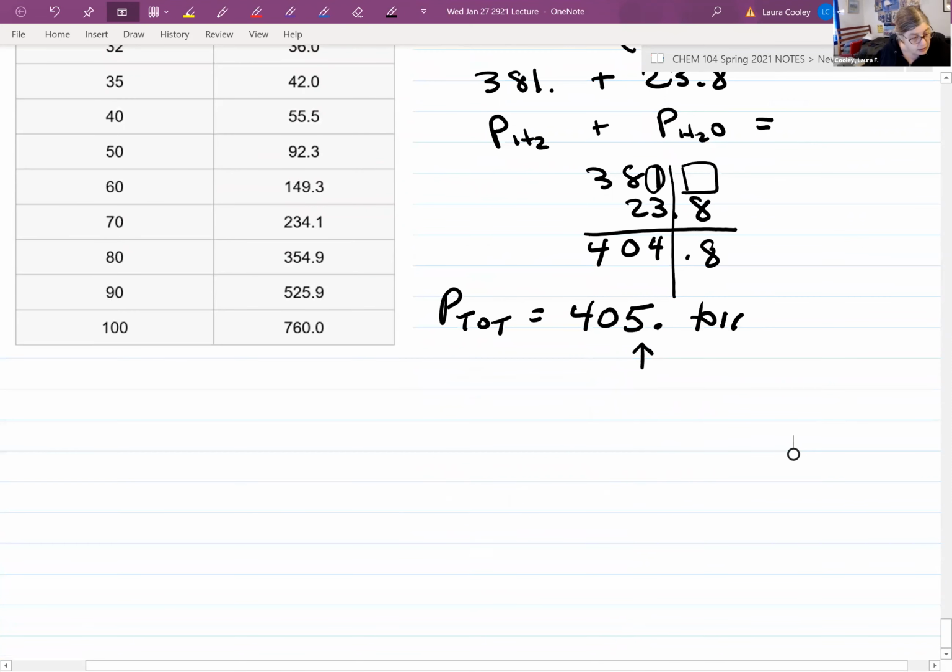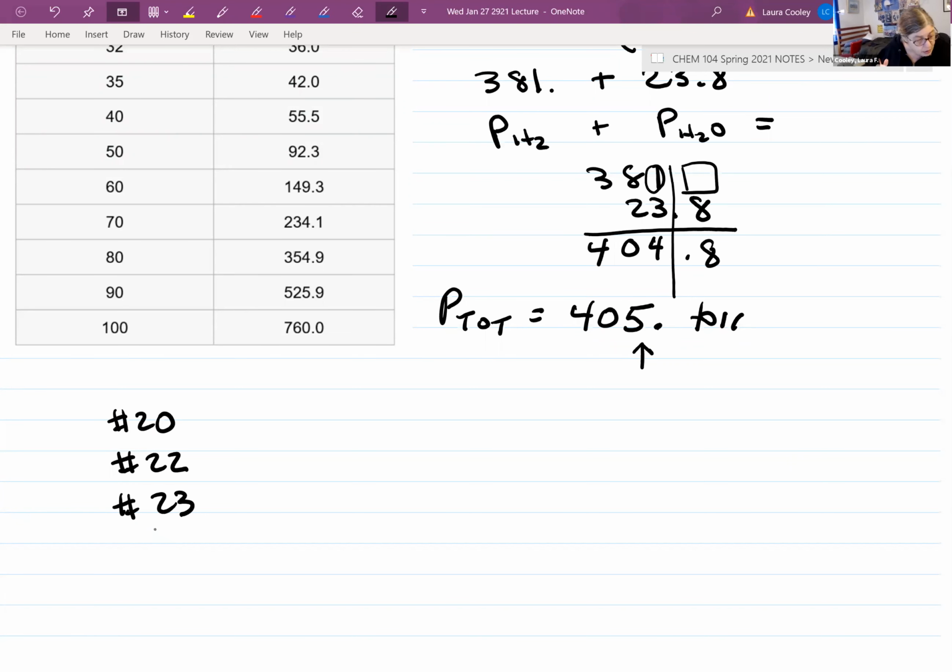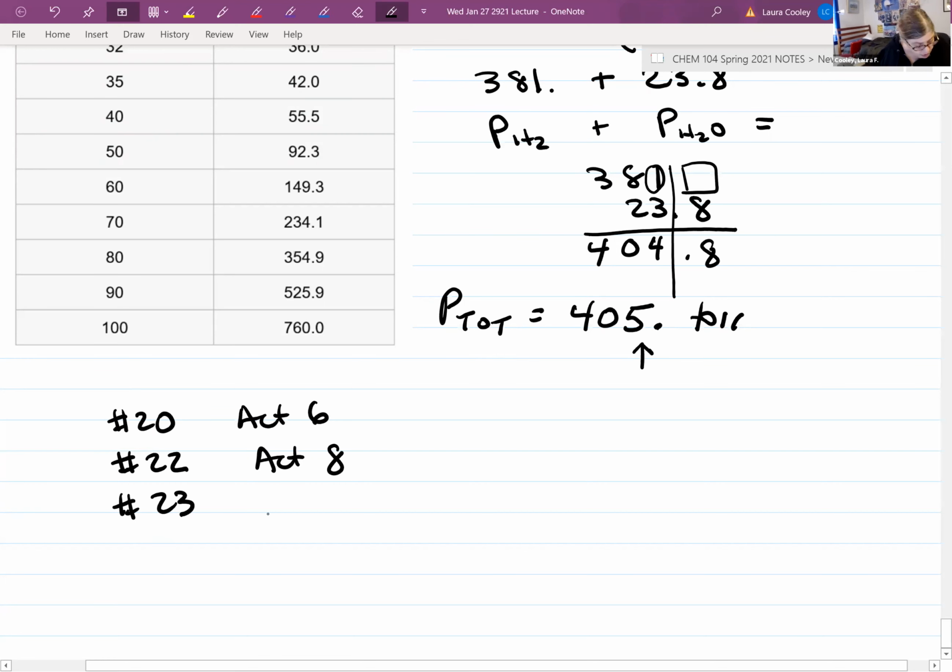And let's see. So there's problem number 20, problem number 22, and problem number 23, which are on different activity sheets, but they're all numbered in sequence. Problem 20 is on activity 6. 22 is in the graded assignment, but it's also from activity 8. And then number 23 is activity 9. Anyway, these are good problems to work on. Why don't you start by working on the one that has to be handed in.